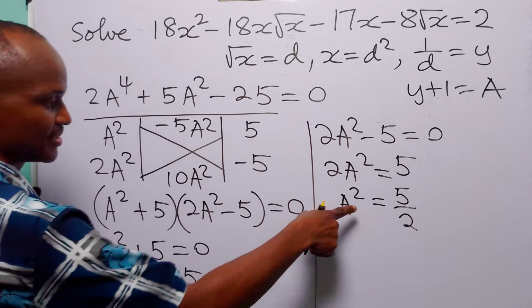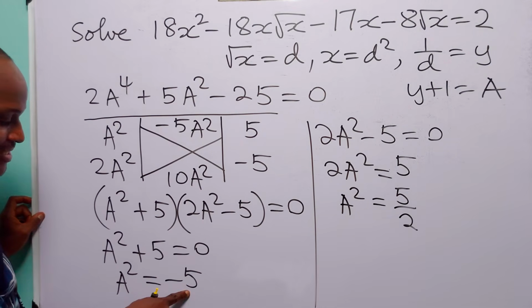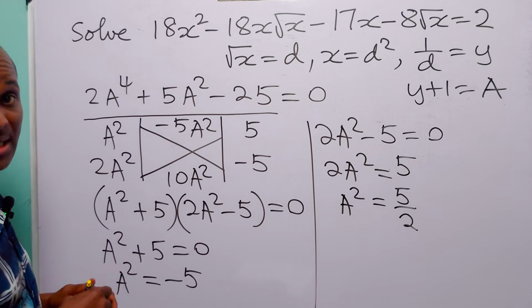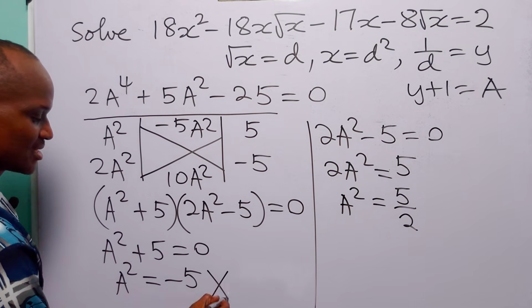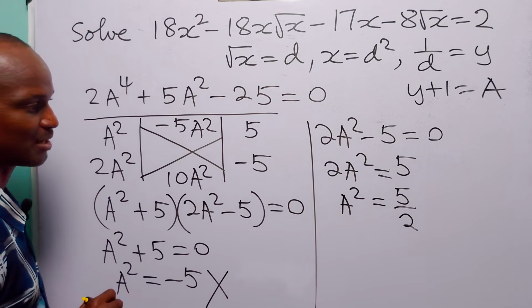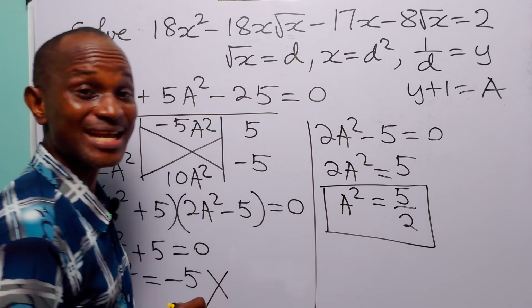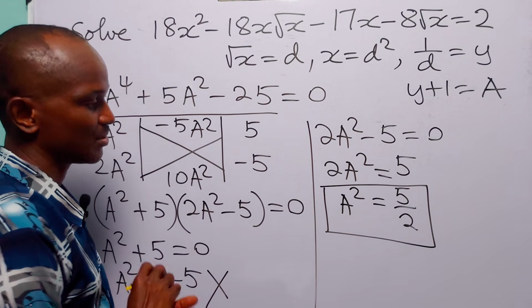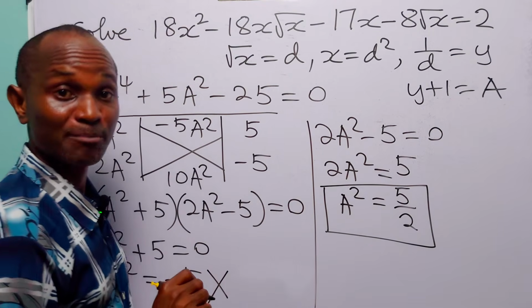Now let us look at these two results. Here we have that the square of a number is negative. Of course, you know that the square of a real number cannot be negative. So this result is not acceptable. So this is the only value of a squared that we are going to accept. And of course, you know that a is y plus 1.